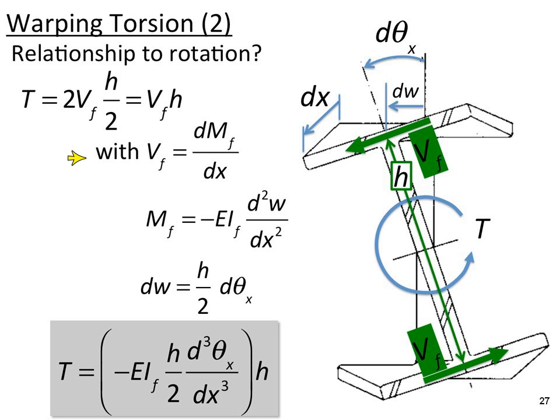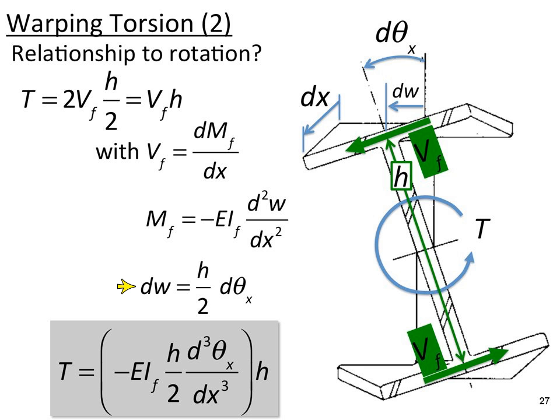Now we know that the shear force is the first derivative of moment. So the slope of the moment diagram is the shear. So Vf is the derivative of moment. I also know that the bending moment in the flange, from our moment curvature relationship, is equal to EI of the flange times the second derivative of the deflection in this out of plane direction. I can define dW, so I'm just setting up a couple of values here, and I'm going to substitute them all into the top in a moment.